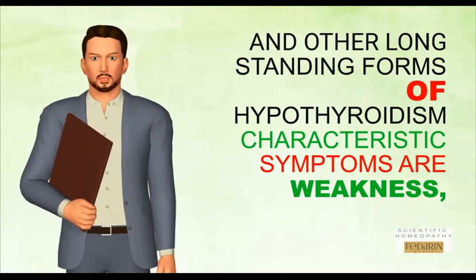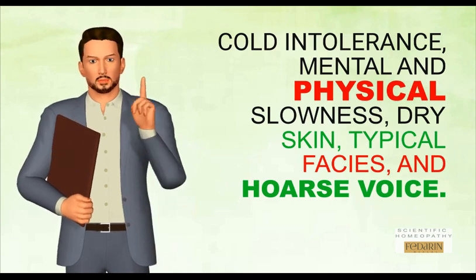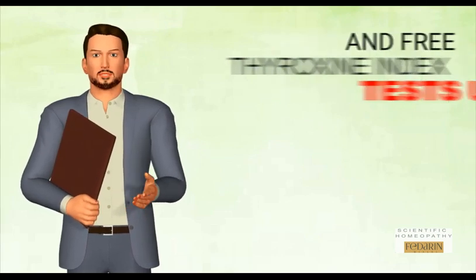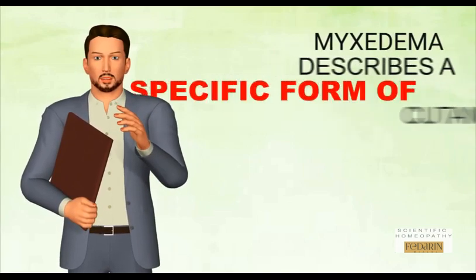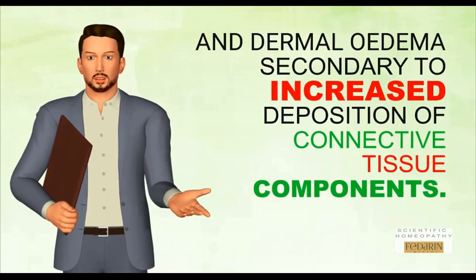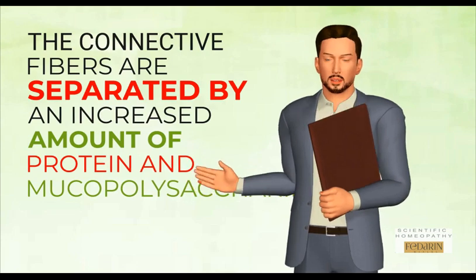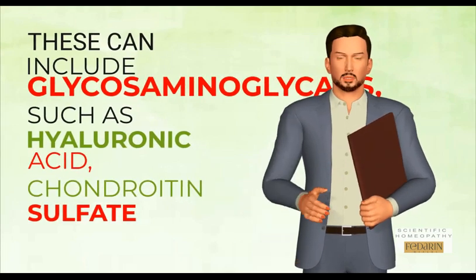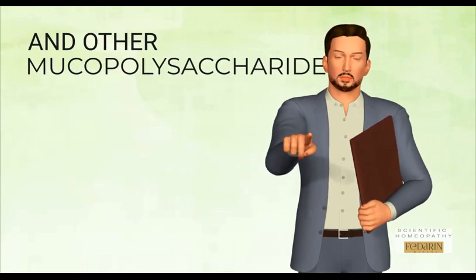Characteristic symptoms are weakness, cold intolerance, mental and physical slowness, dry skin, typical facies, and hoarse voice. Results of the total serum thyroxine and free thyroxine index tests usually will confirm the diagnosis. Myxedema describes a specific form of cutaneous and dermal edema secondary to increased deposition of connective tissue components. The connective fibers are separated by an increased amount of protein and mucopolysaccharides. These can include glycosaminoglycans, such as hyaluronic acid, chondroitin sulfate and other mucopolysaccharides.